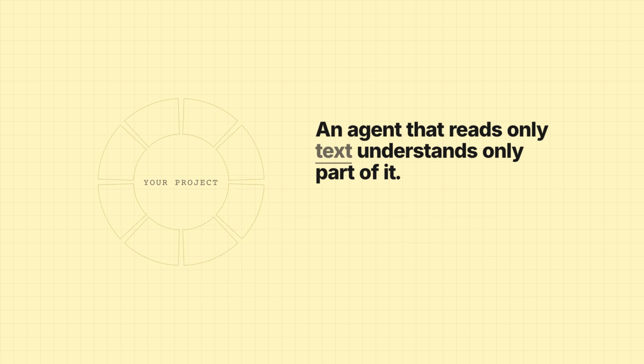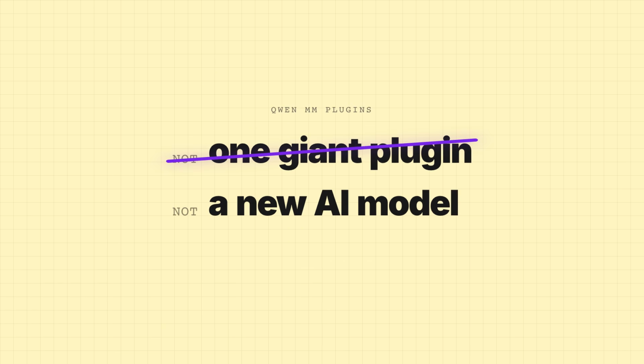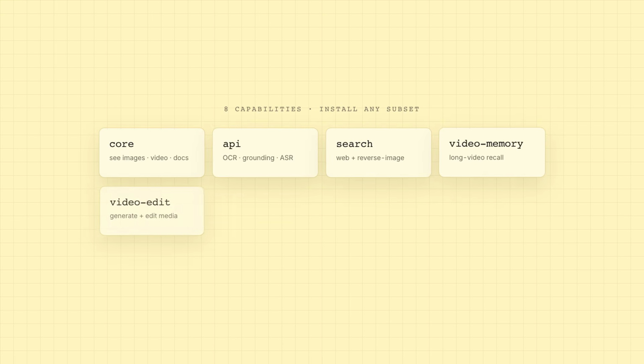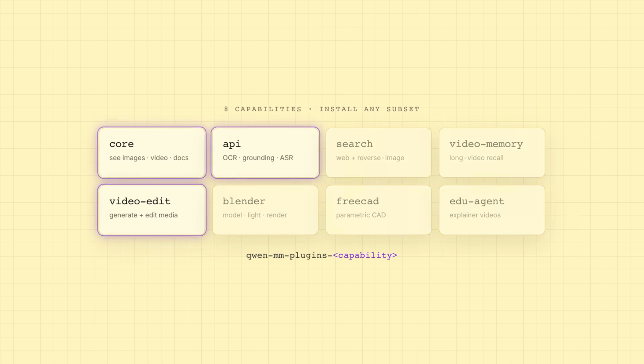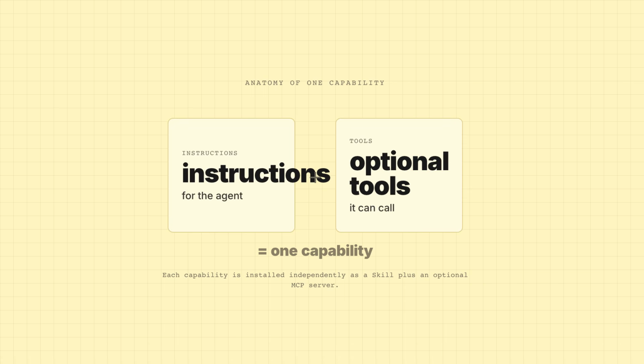Because an agent that can only read text understands only part of your project. Qwen wants to give it access to everything else. Qwen MM Plugins is not one giant plugin, and it is not a new AI model. It is a collection of separate capabilities. You install only the parts you need. Each one combines instructions for the agent with optional tools it can call.